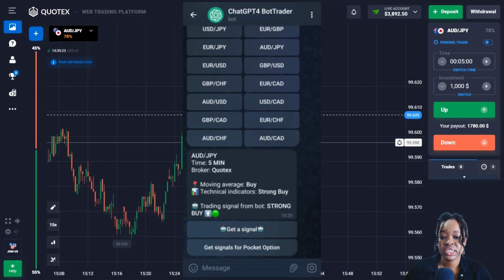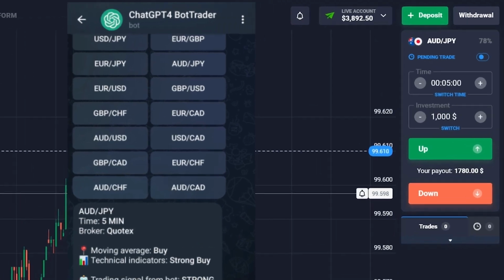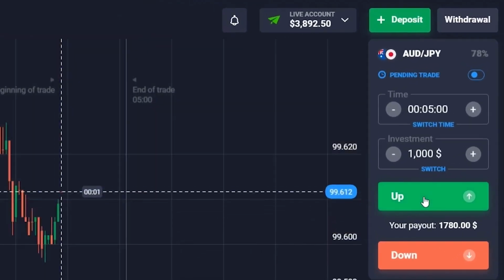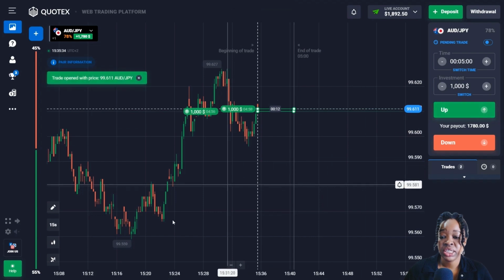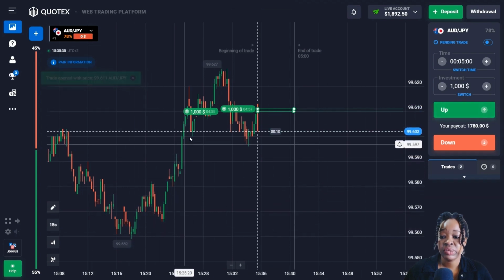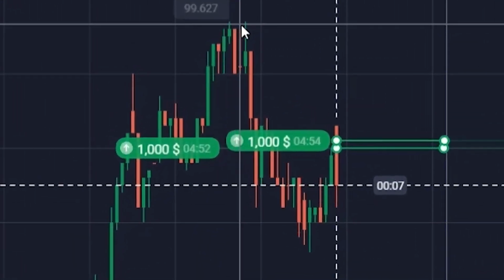So friends, here you can see the bot offers me to open a deal for 5 minutes for an increase. I agree with this bot. I'll press the green button. The bot assumes that the price will move up in the near future. At the same time, you can see there was an uptrend here, and at the same time there is also a resistance level at the top.